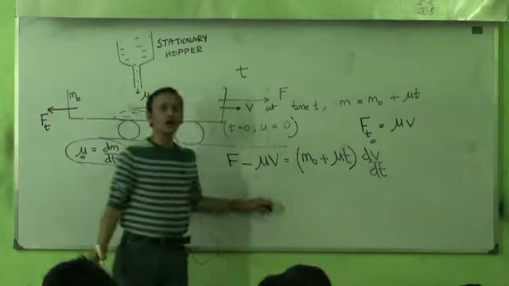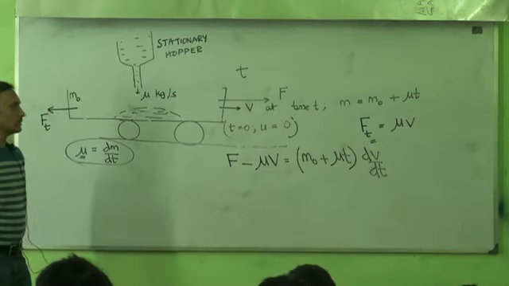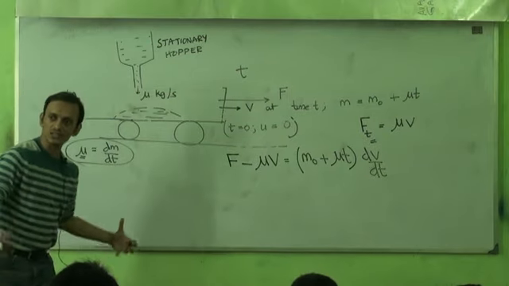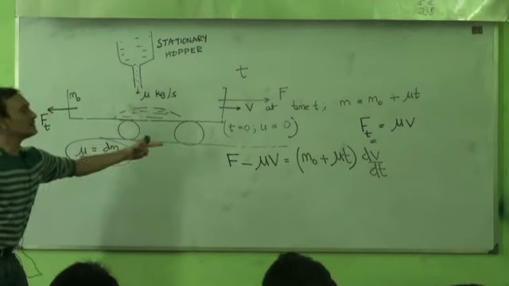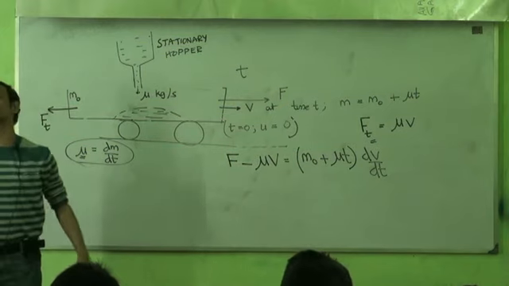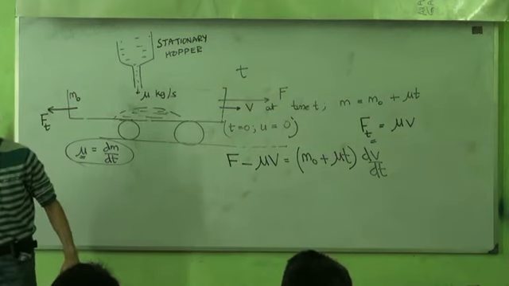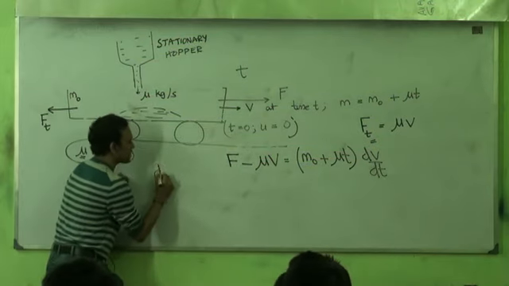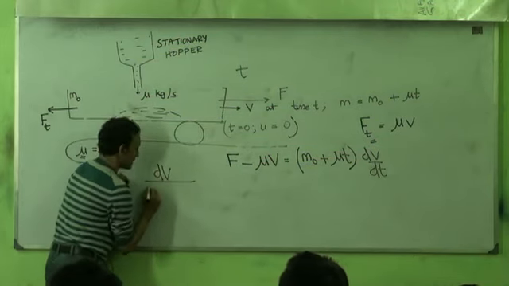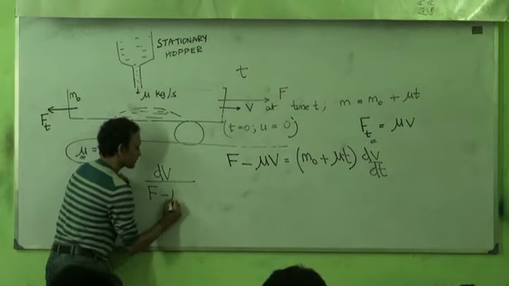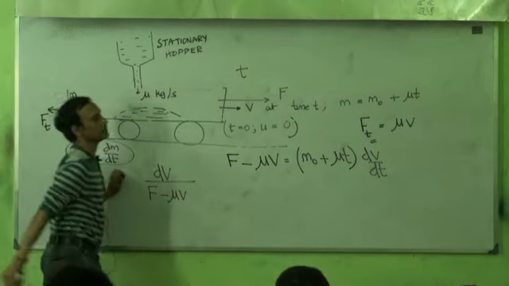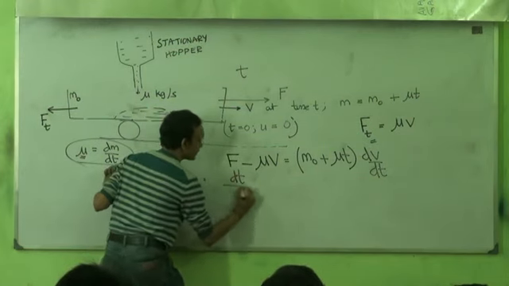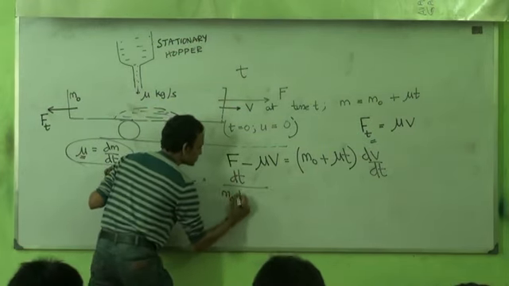M naught is the dead mass at t equal to 0. Mu is the rate at which the hopper is releasing sand, so many kilograms per second. And F is a constant force acting, right? Then it takes no rocket science to figure out that dv by F minus mu v is dt by m naught plus mu t.